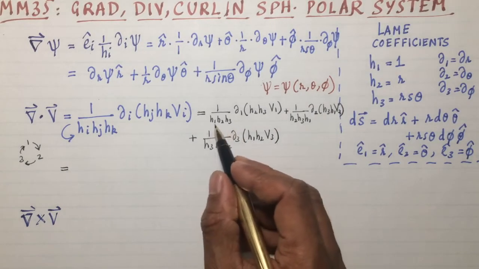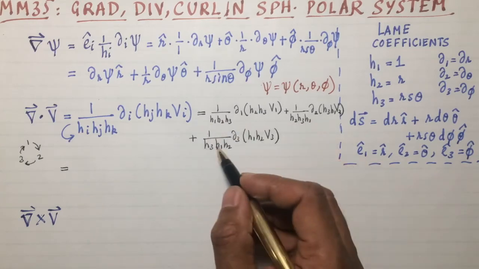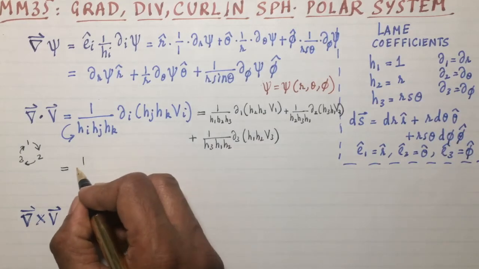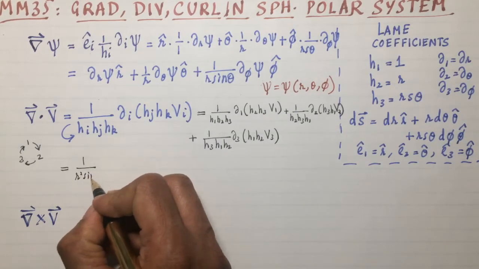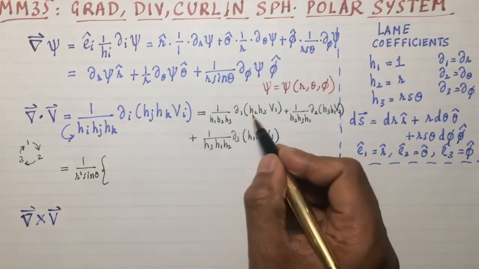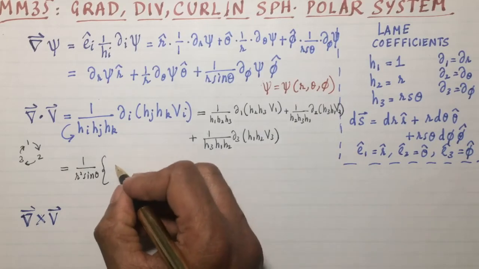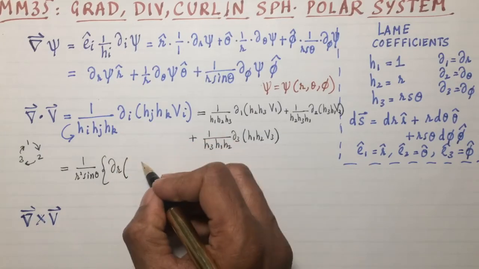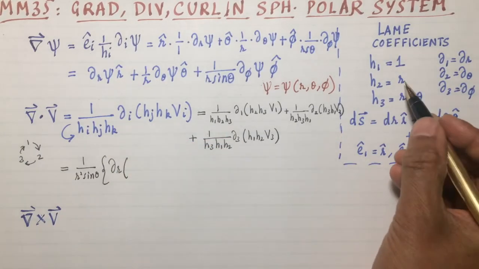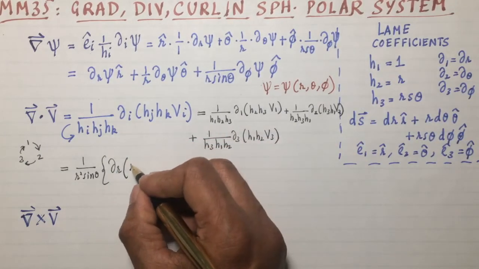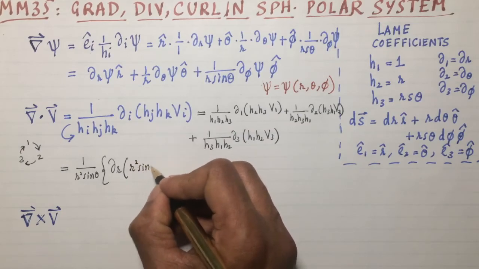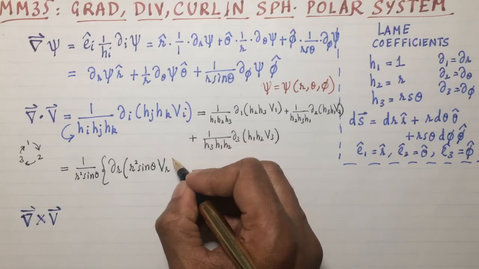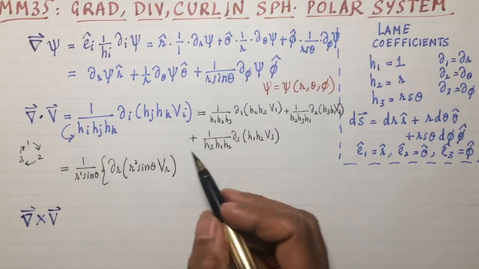Now all you have to do is substitute the relevant things. Fortunately for us, there's always an h_1 h_2 h_3 in the denominator, so that's going to be r squared sine theta. So I'll write that as 1 over r squared sine theta. And then all I have to worry about are these little things here. del_1 is just del r of h_2 h_3. That's going to be those two things together. So that's r squared sine theta times the r component of v.